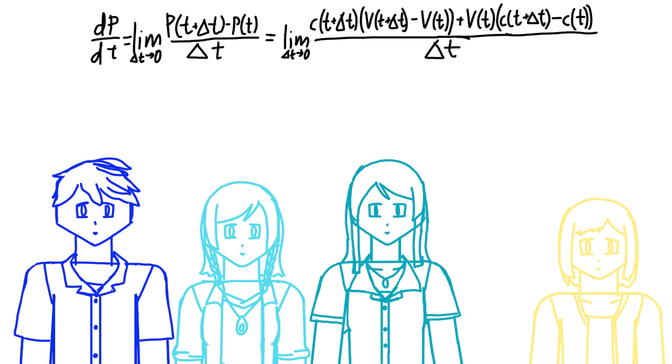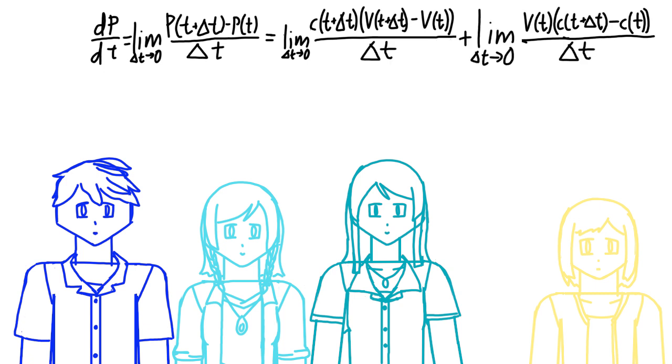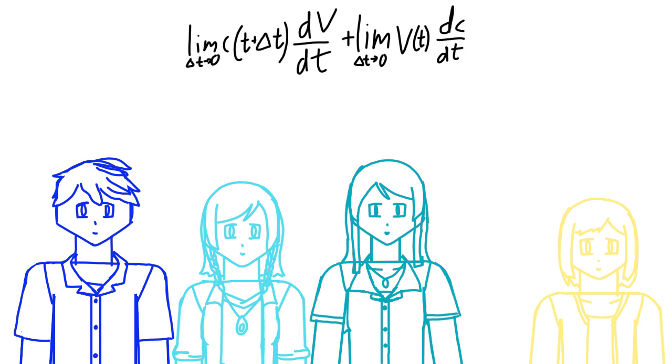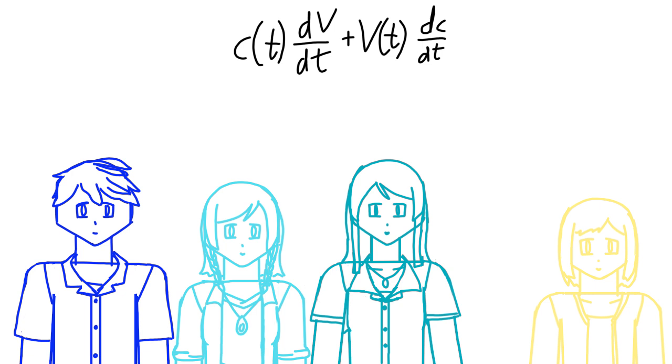Now, did you notice anything? Not really. Well, what if we split up the fraction and treat them as 2 separate limits summed together? Now do you notice anything? Hey, this part is the same, just with c of t plus delta t. So we can treat them as a product of two limits. Same goes with the other one. We can replace these with derivatives and notice that as delta t goes to 0, c of t plus delta t just equals c of t. And that's how you get the product rule. I really hope that was easy to follow.